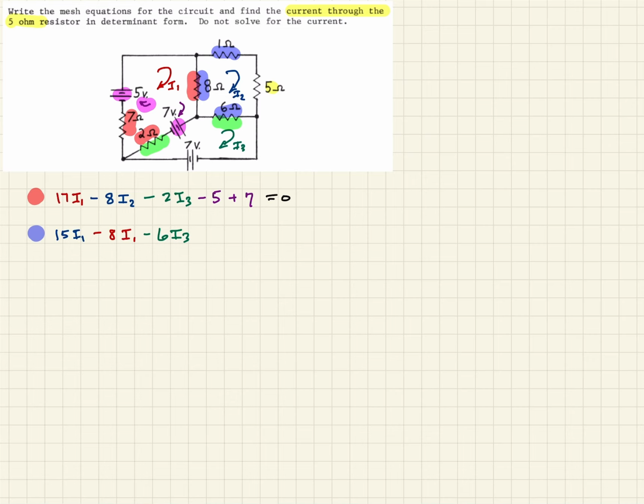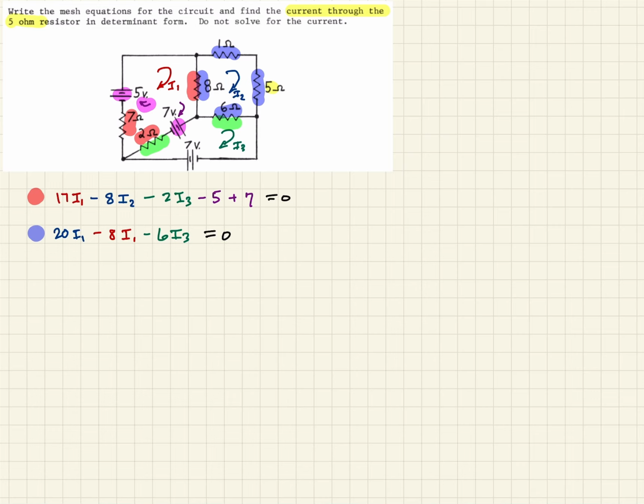I also left off this 5 ohm resistor. That adds another 5 ohms, so I need to correct that. This is not 15, that's going to be 20. So let's correct that, that'll be 20 I2. All right, so that's everything affiliated with that loop, and we can set that equal to 0.